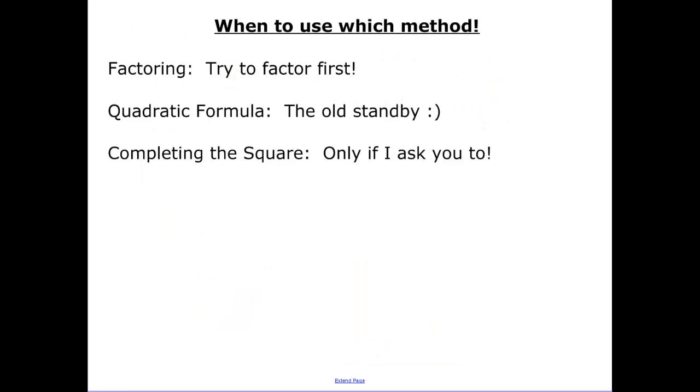Okay, so which method do we use? Always try and factor first. If you can't factor, go to the quadratic formula. Completing the square is a last resort, and this is only if I ask you to. I have students every year who do completing the square for everything because I stress it so much, because students struggle with it so much. But completing the square is a last resort, only if I ask you to.